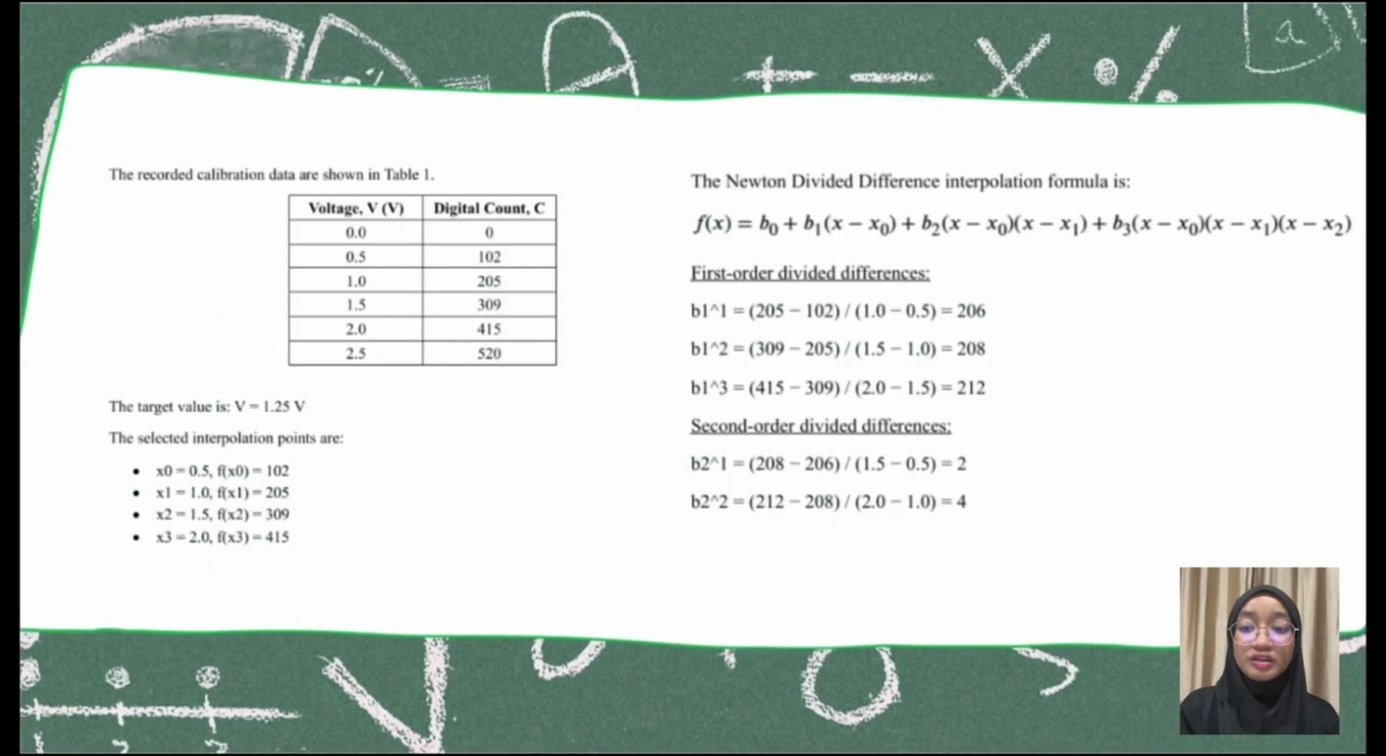The recorded calibration data are shown in table 1. The target value is voltage equal to 1.25 volts. The selected interpolation points are first 102, second 205, third 309 and fourth 415. The Newton divided difference interpolation formula is used in this calculation. First order divided difference for B1, the answer is 206. B1 power of 2, the answer is 208, and B1 power of 3, the answer is 212. Second order divided difference for B2 power of 1 is equal to, and B2 power of 2 equal to 4.